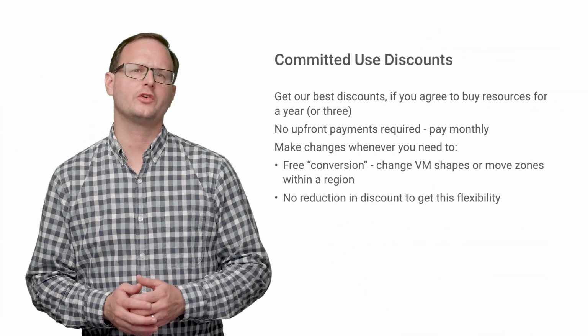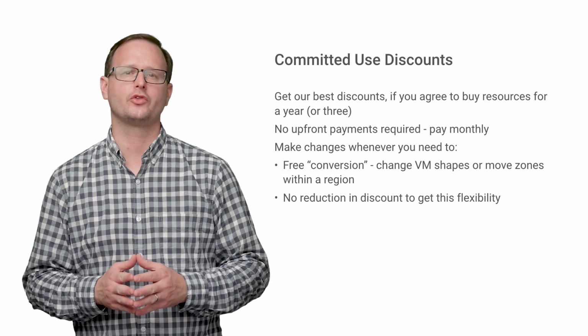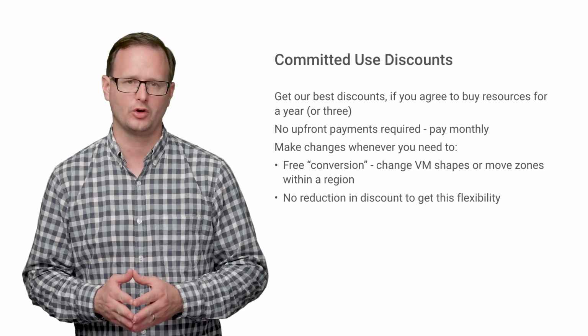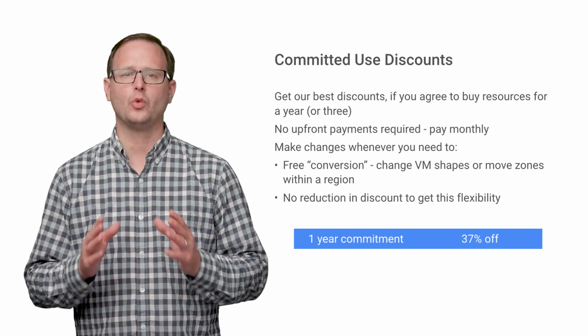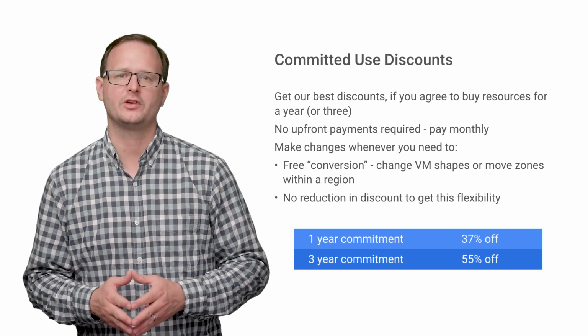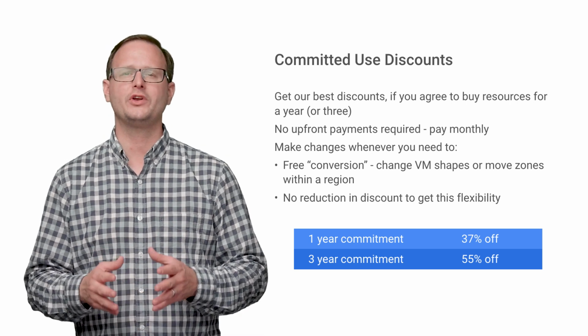And with committed use discounts, you can get our best discount levels in exchange for telling us which resources you're guaranteeing to use for the long term. On predefined types, you can get a 37% discount on one-year commitments and a 55% discount on 3 years. For custom machine types, the discounts are 40 and 57% respectively.